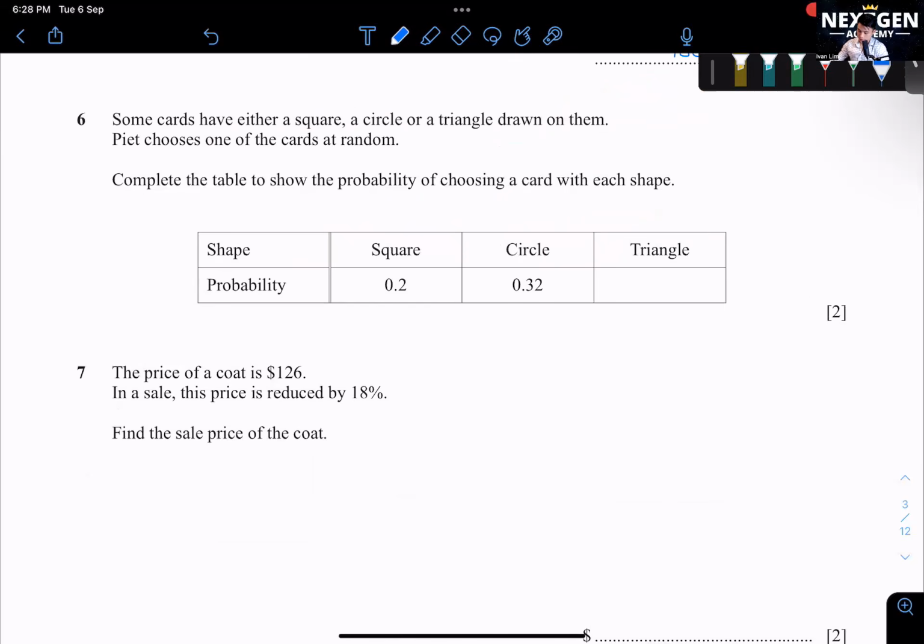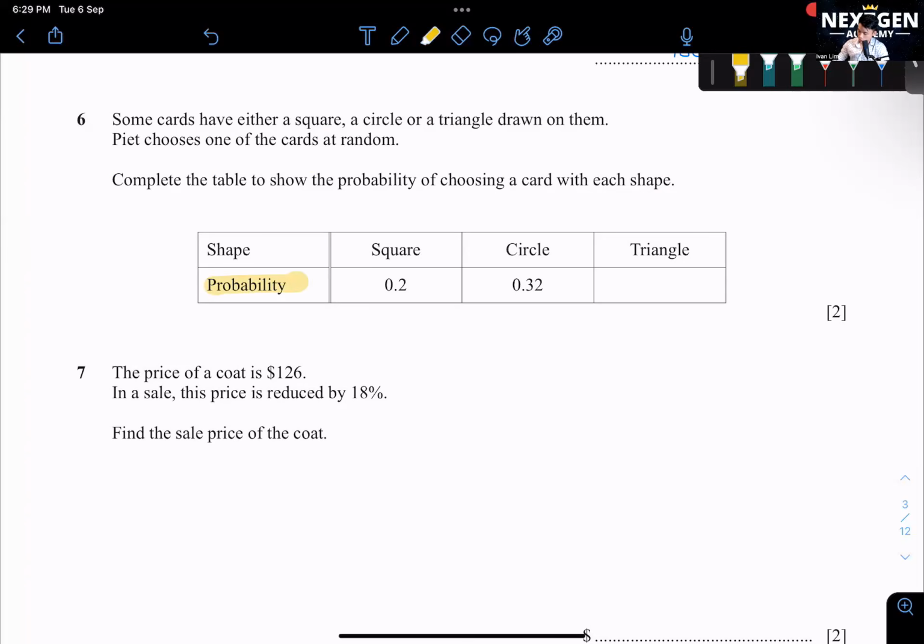Question 6. Some cards have either a square, a circle, or a triangle drawn on them. Piet chooses one of the cards at random. Complete the table below to show the probability of choosing a card with each shape. So how to do this? When we add up all the probability, you should get 1, right? Very good. So 100% is equals to 1. If we are calculating probability of an outcome, everything all sum up should be equals to 1.